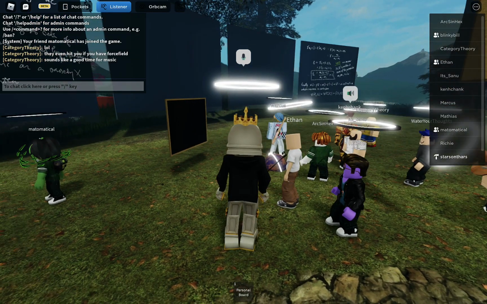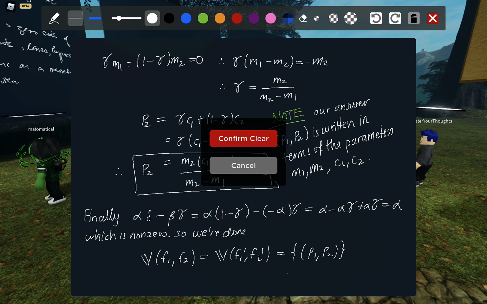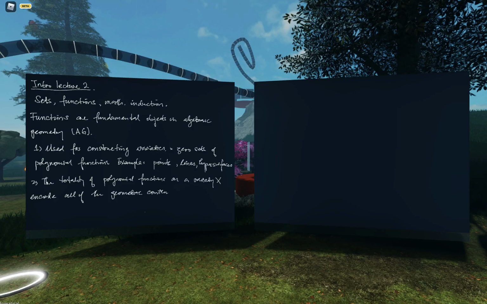Okay, confirm clear. All right, so I'm on the second board now. I'll continue with what I was saying before about functions. So basically, I just said a few things about why functions are important. And functions have rules that map between sets, right? Given two sets, a function maps between them. I'll define this a little bit more carefully in a bit, but I'm going to talk a bit about sets.